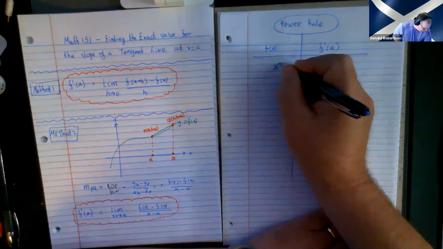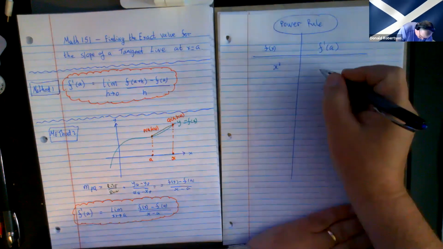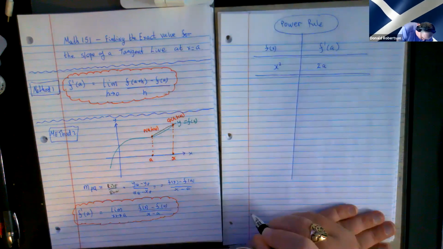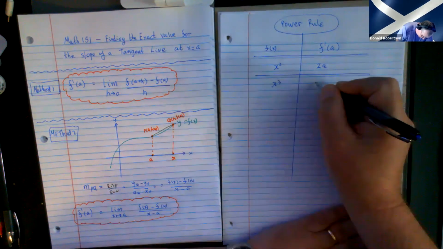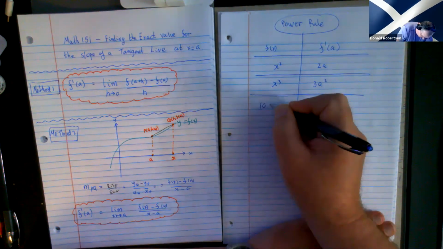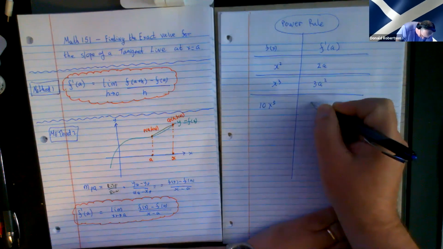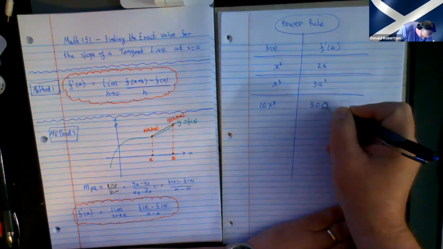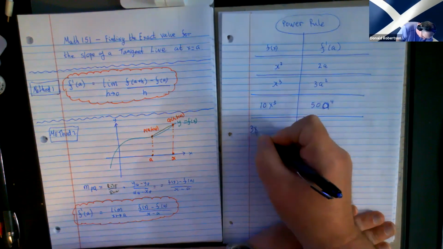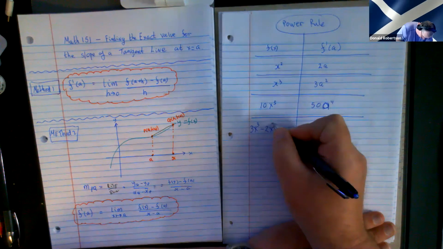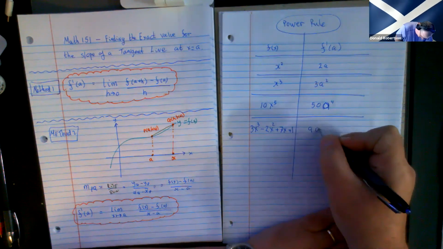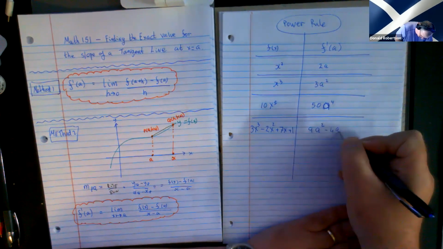If the function is x squared, the derivative is 2a. If the function is x cubed, the derivative is 3a squared. If the function is 10x to the 5, the derivative is 50a to the 4. If the function is 3x cubed, take away 2x squared, plus 7x, add 1, the derivative is 9a squared, take away 4a, add 7.